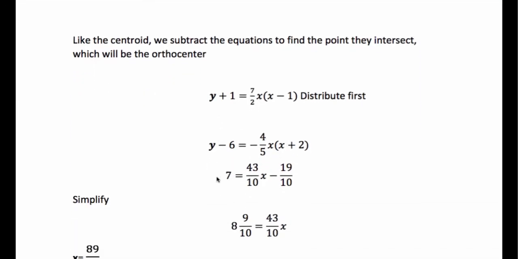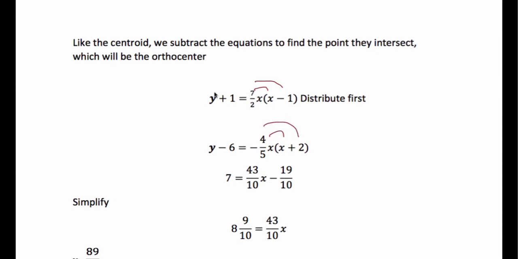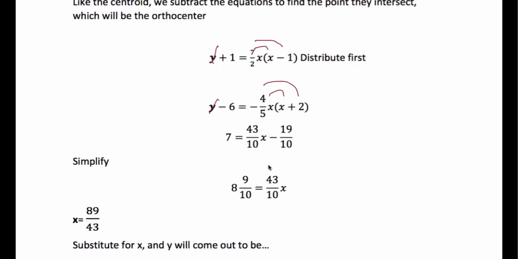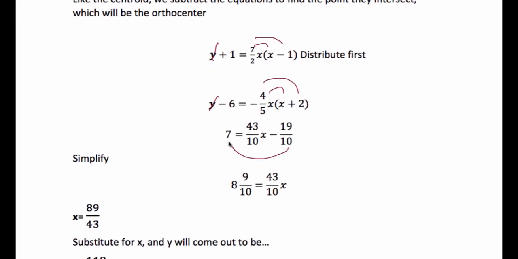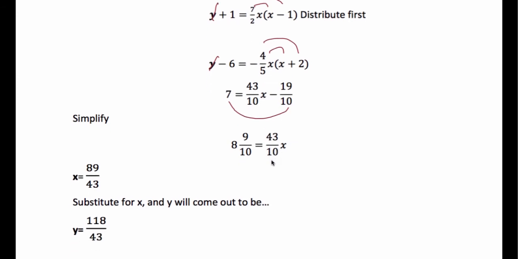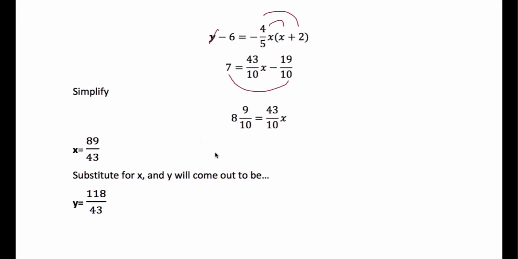Now, like the centroid, we subtract the equations to find the point where they intersect, and that point will be the orthocenter. We distribute first, distribute here, distribute there, then we subtract the two equations. The y's are going to cancel out, and we're left with 7 equals 43/10x minus 19/10. Add 19/10 over there, and we have 8 and 9/10 equals 43/10x. Divide by 43/10, and we get x is 89/43. Substitute for x, and y will come out to be 118/43.